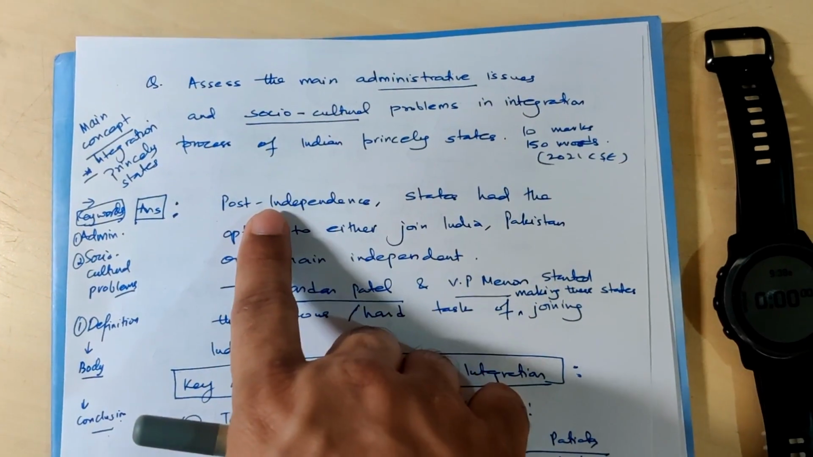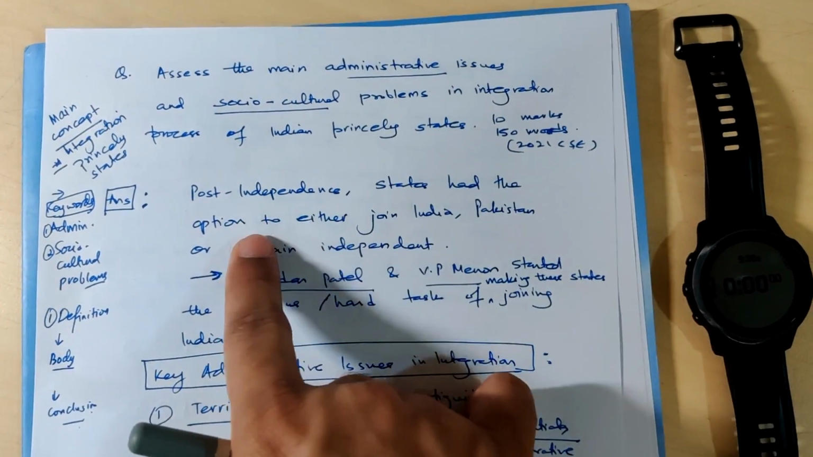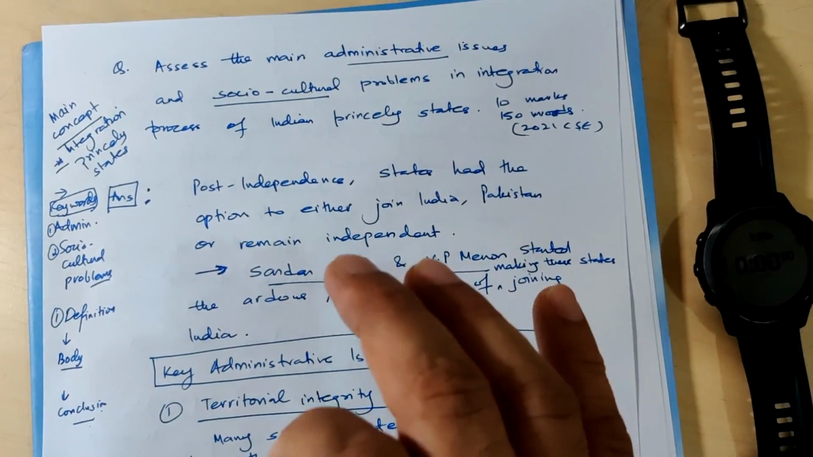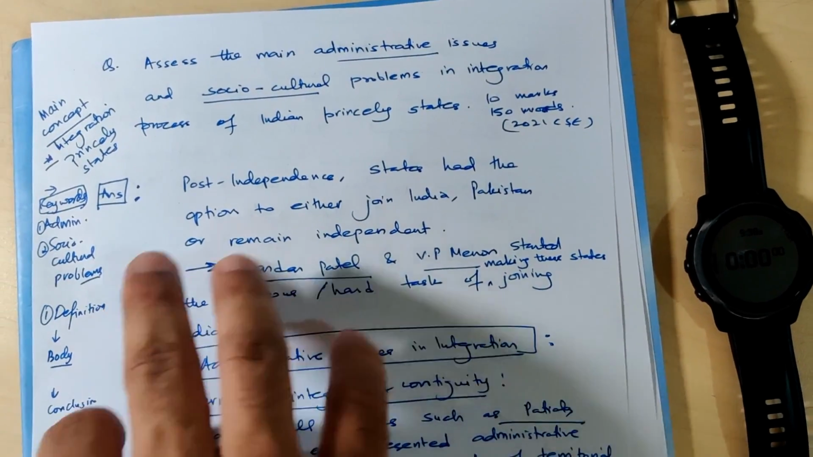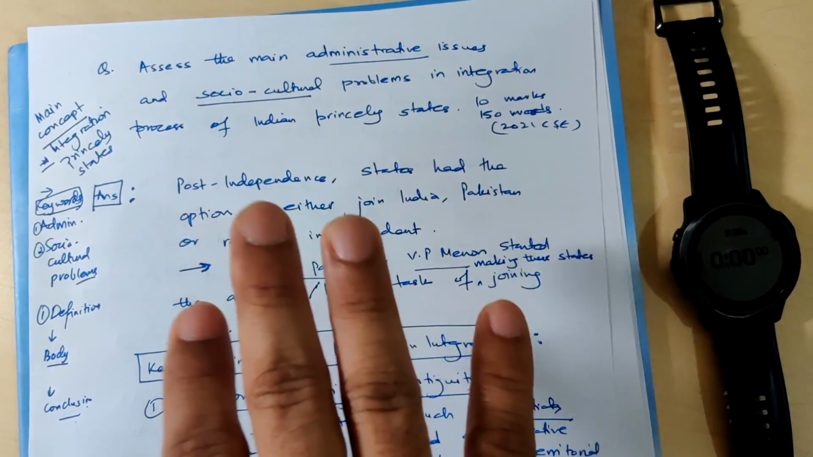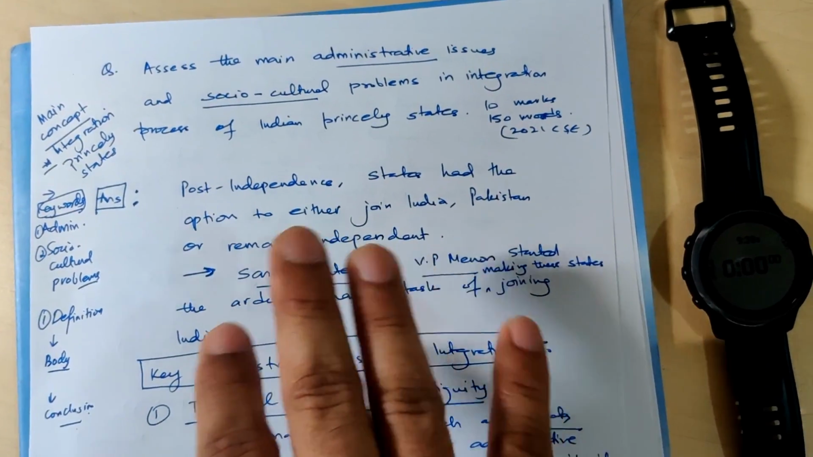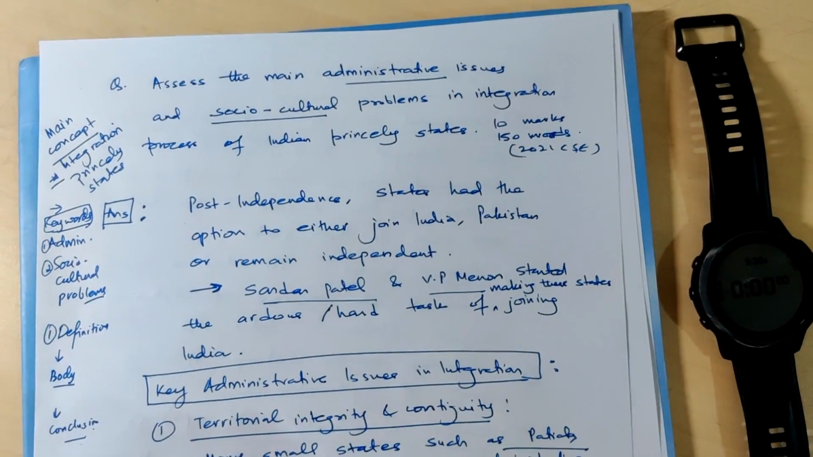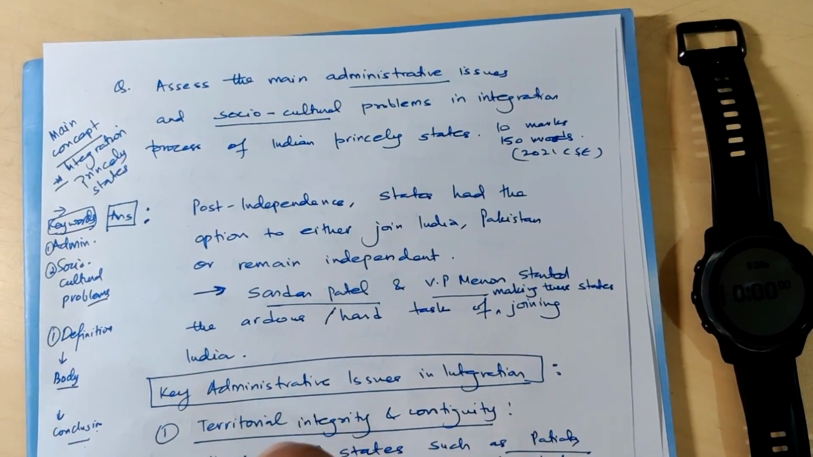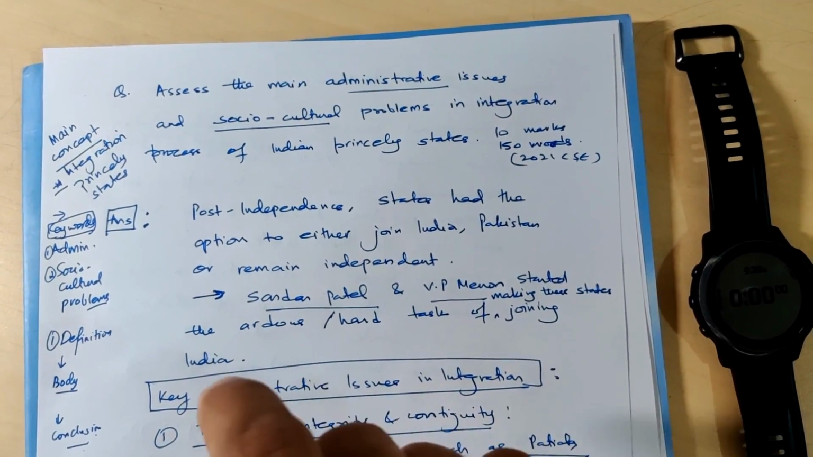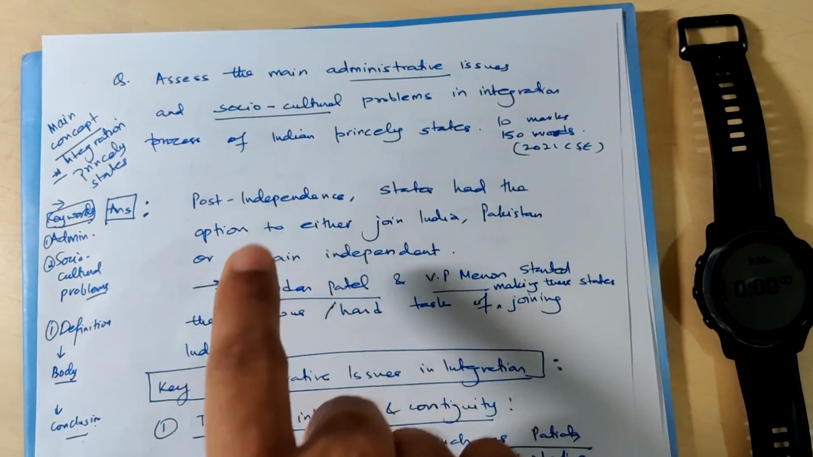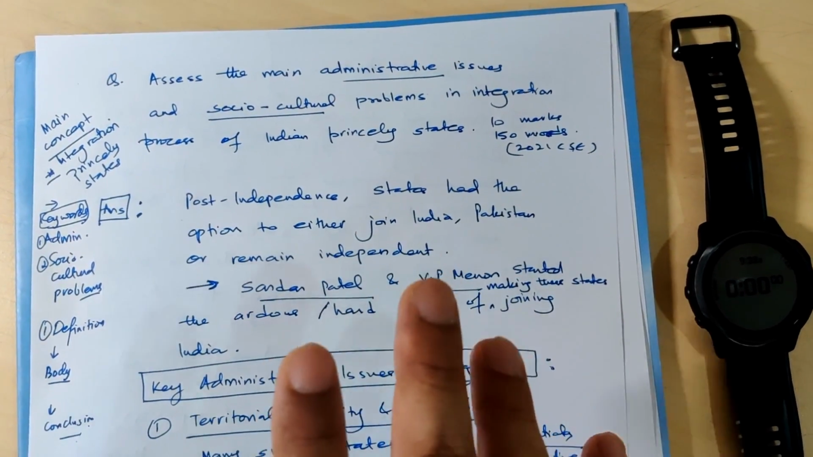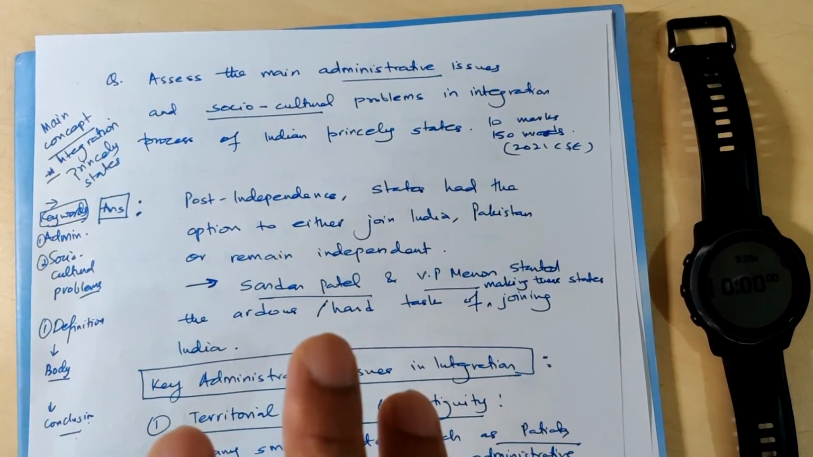Alright, so introduction. Post-independence, states had the option to either join India, Pakistan, or remain independent. So in history questions where a definition is not an option, just provide the context of what was happening at that time in very simple words. So here simply, post-independence, Indian states had the option to either join India or Pakistan, or they could remain independent. That was how Mountbatten had structured that entire story.